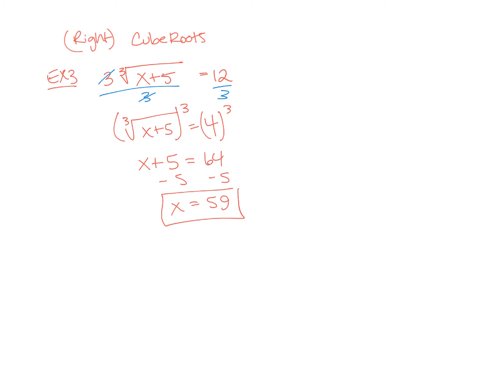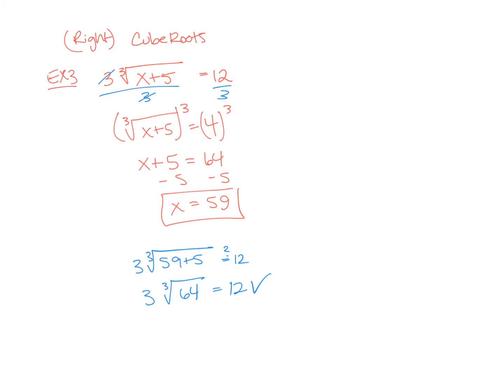You can plug this in to make sure that you get the same answer. If you plug x equals 59 in, we get, let me get a different color here, 3 times the cubed root of 59 plus 5. We're trying to see if that equals 12 to make sure I did my work right. So 59 plus 5 is 64. The cubed root of 64 is 4. 4 times 4 times 4 is 64. If you don't know that, then you need to use the cubed root button on your calculator. And 3 times 4 is indeed 12. So I know that my answer is fine.